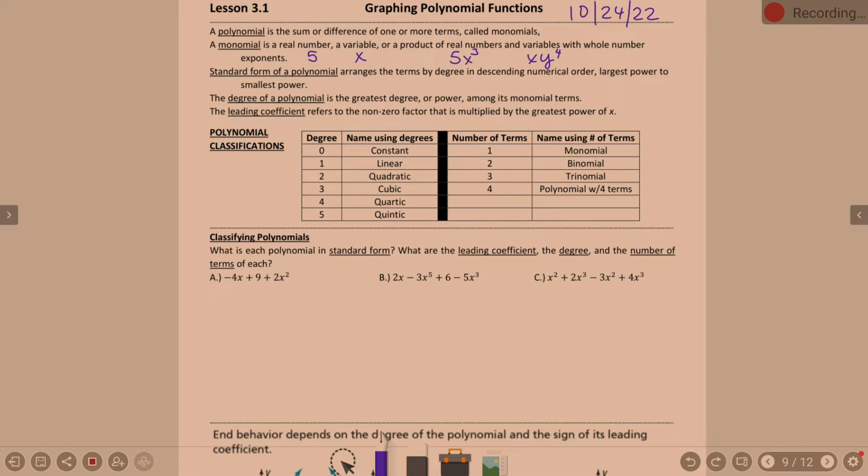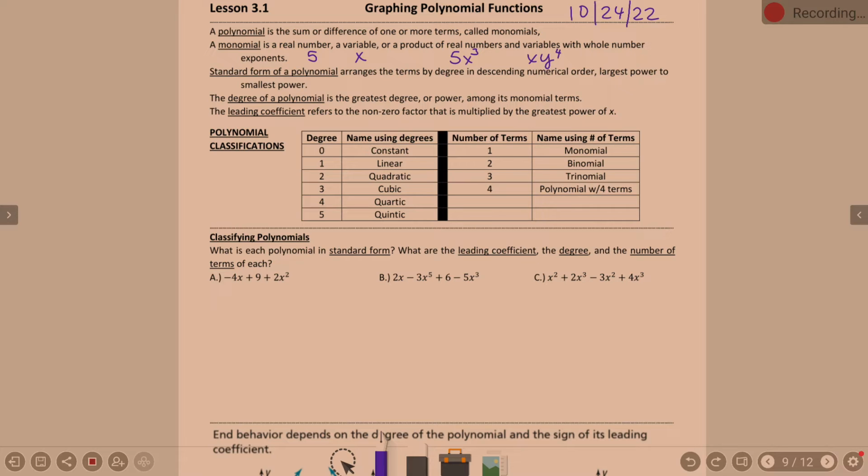Now, one thing we're going to talk about is standard form. Standard form of a polynomial arranges the terms by degree in descending numerical order, largest power to smallest power. So when we put these in standard form, it's all about the powers. When we think about a quadratic, we usually think ax squared plus bx plus c, right? Same idea. Highest power to lowest power.